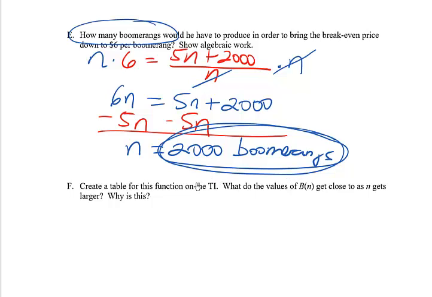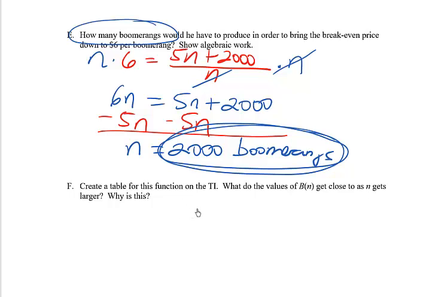We already know it costs him $5 just for the materials to make one boomerang. The other issue is those fixed costs of $2,000. Well, if he makes 2,000 boomerangs, essentially each one takes on $1 of that cost. You have the $5 for the materials plus the $1 for the fixed costs, giving you that $6 per boomerang we were looking for.